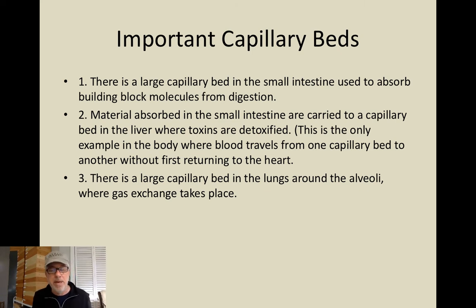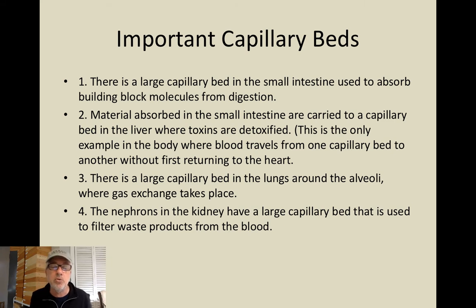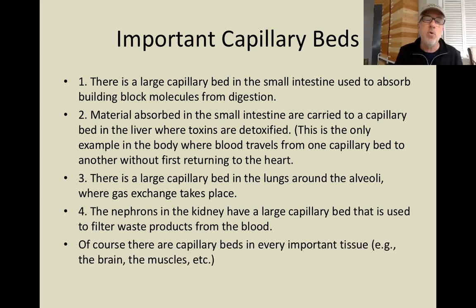There is a large capillary bed, obviously, in the lungs, and we can remember that the alveoli are surrounded by capillaries. You may remember that. If you don't, you may want to go back and look at that PowerPoint, and that's where gas exchange takes place. And the nephrons in the kidney, which we're going to learn about in the next physiological system that we study, have a large capillary bed that is used to filter waste products from the blood and get rid of them from the body. And of course, there are capillary beds in every important tissue, in the brains, in muscles. Every tissue you can imagine has important capillary beds. But those four are particularly important for what we're studying in these first four physiological systems.